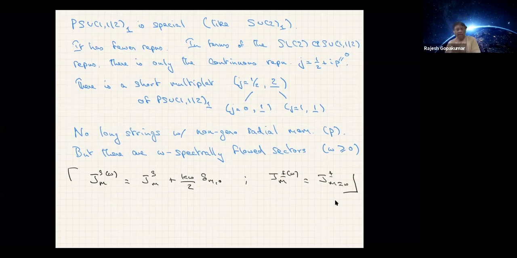So Maldacena and Ooguri, in their classic work on the AdS3 string theory with NSNS flux, showed that you need to include these spectrally flowed sectors to get a complete string spectrum.